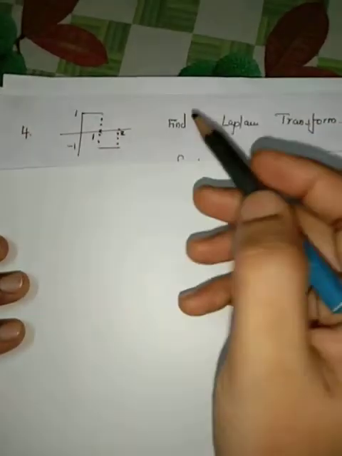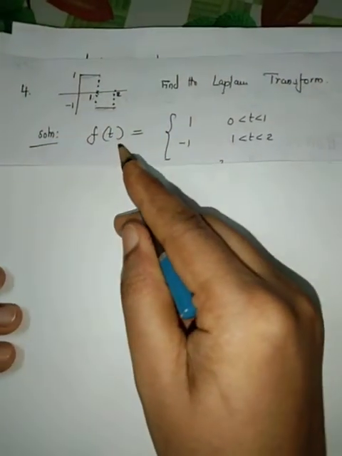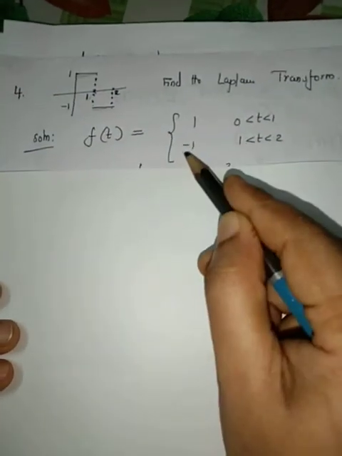Next, look at the problem here. In some problems, the graph of the function is given. Look at the graph. In this graph, it is a unit step function. 0 to 1, the function value is 1. It's a constant here, 1. And 1 to 2, the function value is minus 1. So first we have to write the function here. So f of t is equal to 1 for 0 to 1, and minus 1 for 1 to 2.